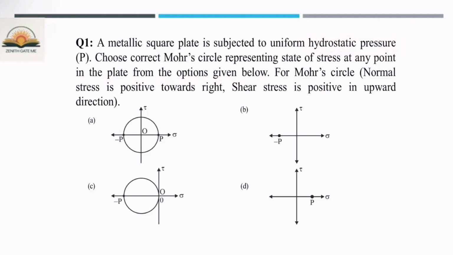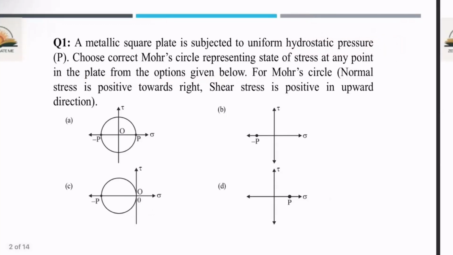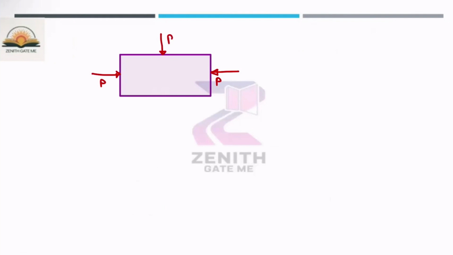Okay. So first of all, you should understand what we mean by hydrostatic condition. In the question, there is a plate which is subjected to a hydrostatic pressure. Hydrostatic pressure means from all the sides, the pressure P is acting, and this will be nothing but compression.